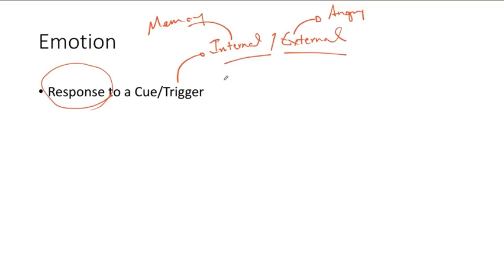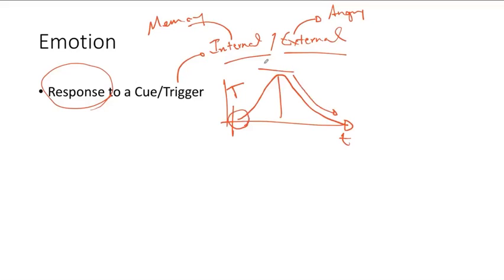So when we talk about emotions, it's about a response to a cue or trigger. And we can think of a timeline in which this response starts from here, goes up to here, and then goes down. So there are temporal dynamics for a response. We have a trigger here, and then there is a time to start, a time to go up to that emotion, a time to go down, and the duration for which we remain at that emotion.